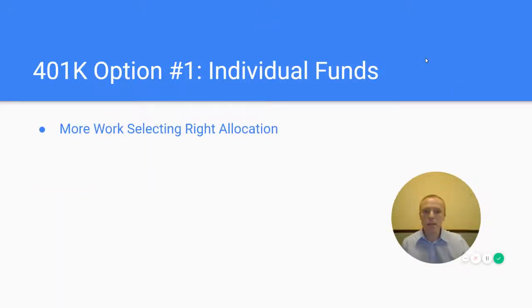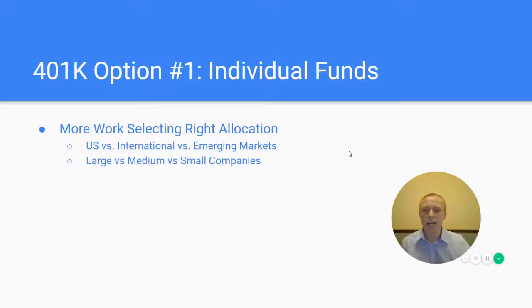The individual fund option is going to be much more work, and I've got to say that up front, because you're going to have to select the right allocation for your entire portfolio. What I mean by that is you have to have the right percentages in each category. One example: how much do you want in US companies versus international companies versus companies in emerging markets? Second, how much do you want in large companies versus medium-sized companies versus small companies? And lastly, I'm not going to get into what this is, but you'd want to ask yourself how much you want in value companies versus growth companies.